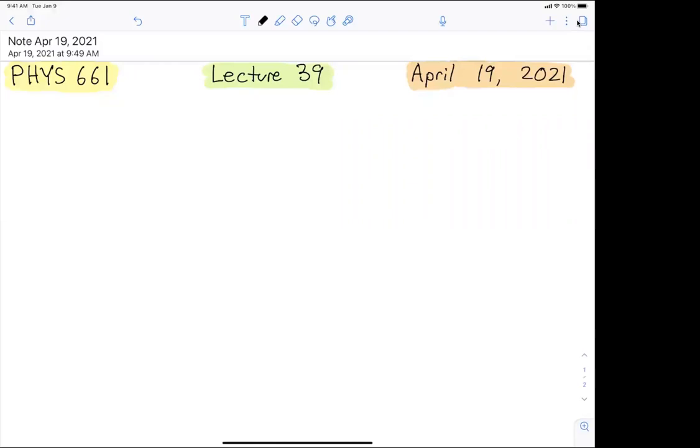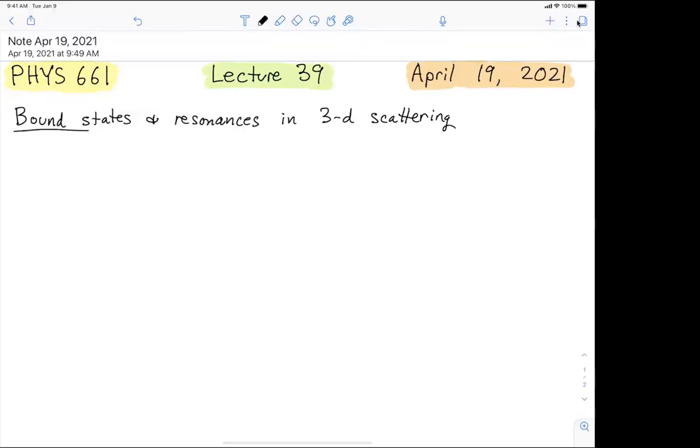Okay, good morning, everyone. So today we're going to be talking about scattering and specifically about the influence of bound states and resonances, which are not the same thing, in scattering in 3 dimensions. Okay, and so first of all, we're only going to be talking about spherically symmetric potentials today.